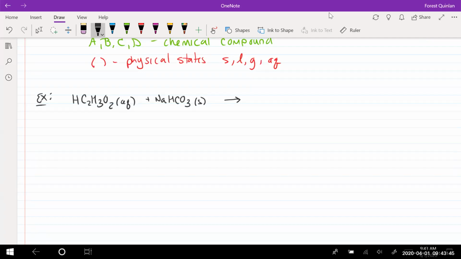And on the back end, I'm going to make sodium acetate, so NaC2H3O2, and I'm going to note that that is going to be swimming around. I think I'm going to run out of room, so I'm going to put it here, plus CO2 with a gas, and plus H2O as a liquid.